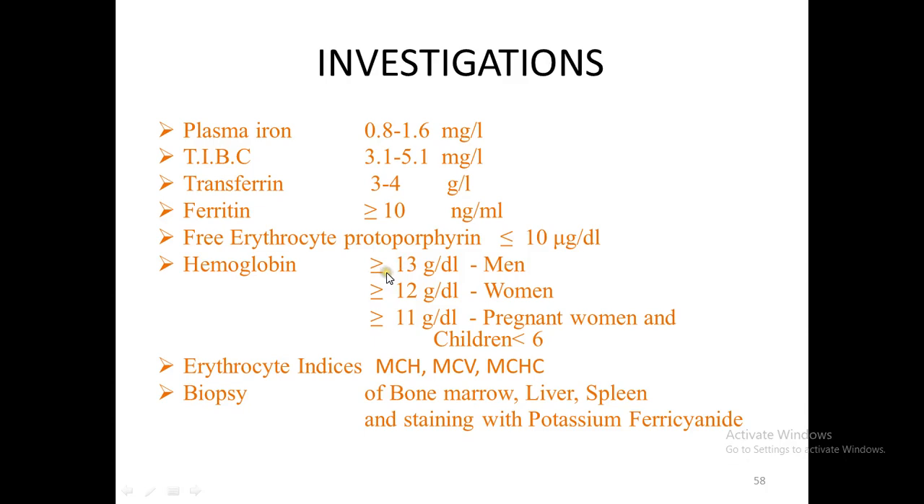Hemoglobin in men is usually more than or equal to 13 grams per dl. In women, more than or equal to 12 grams per dl, and in pregnant women and children less than 6 years old, more than or equal to 11 grams per dl. Then there are erythrocyte indices: mean corpuscular hemoglobin, mean corpuscular volume, mean corpuscular hemoglobin concentration, etc. And finally, we can perform biopsy of the bone marrow, liver, and spleen, and stain with potassium ferricyanide. So these are the different investigations, and these are their normal values, which are done when we are investigating a case of iron deficiency anemia.